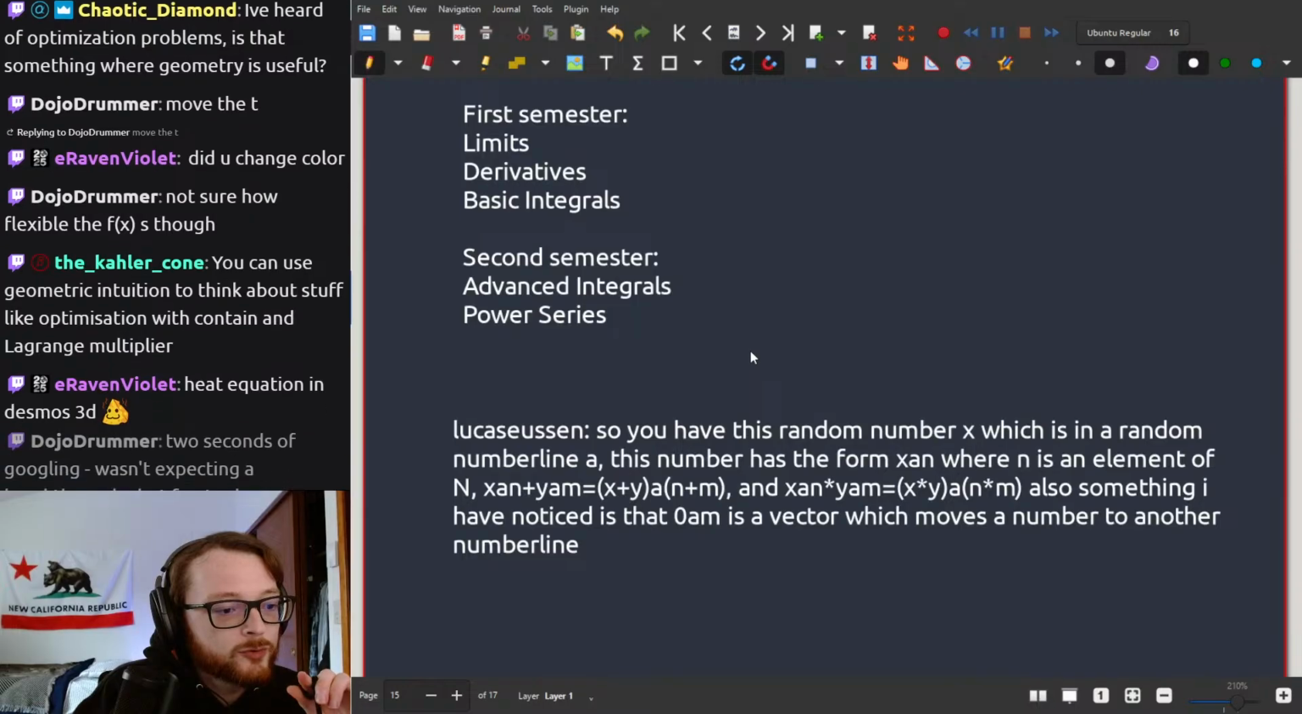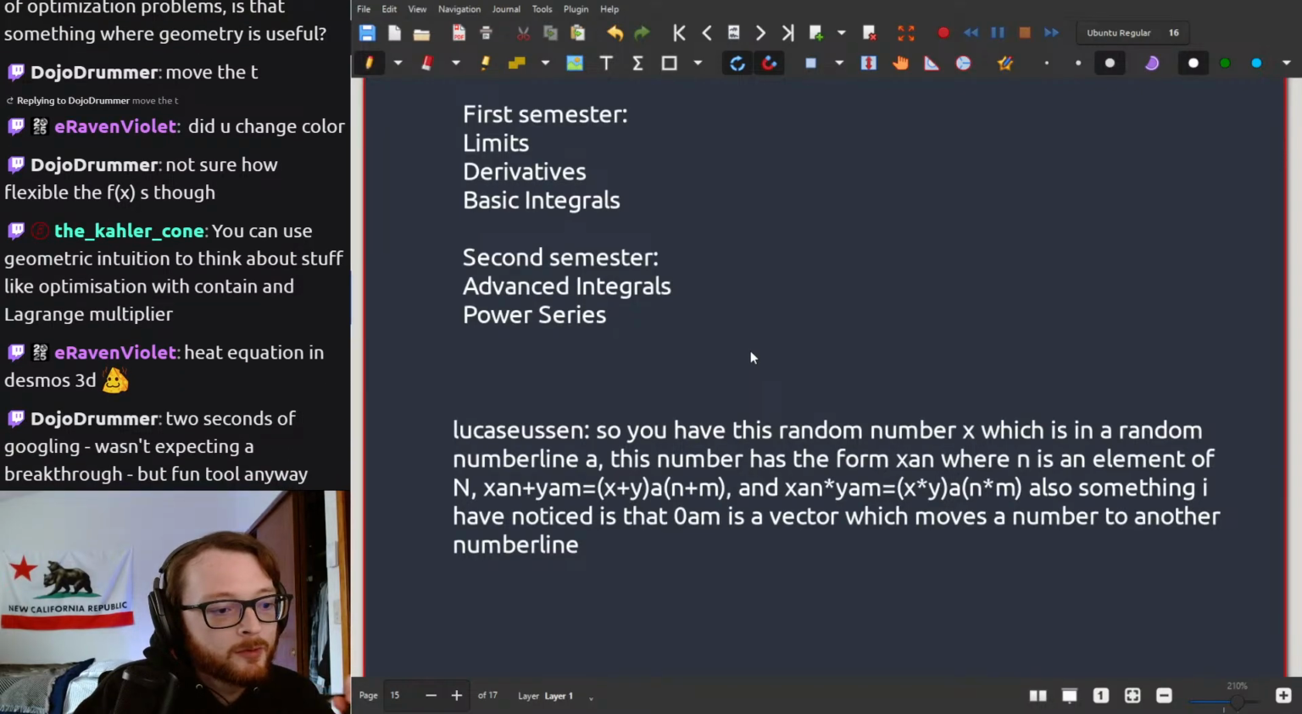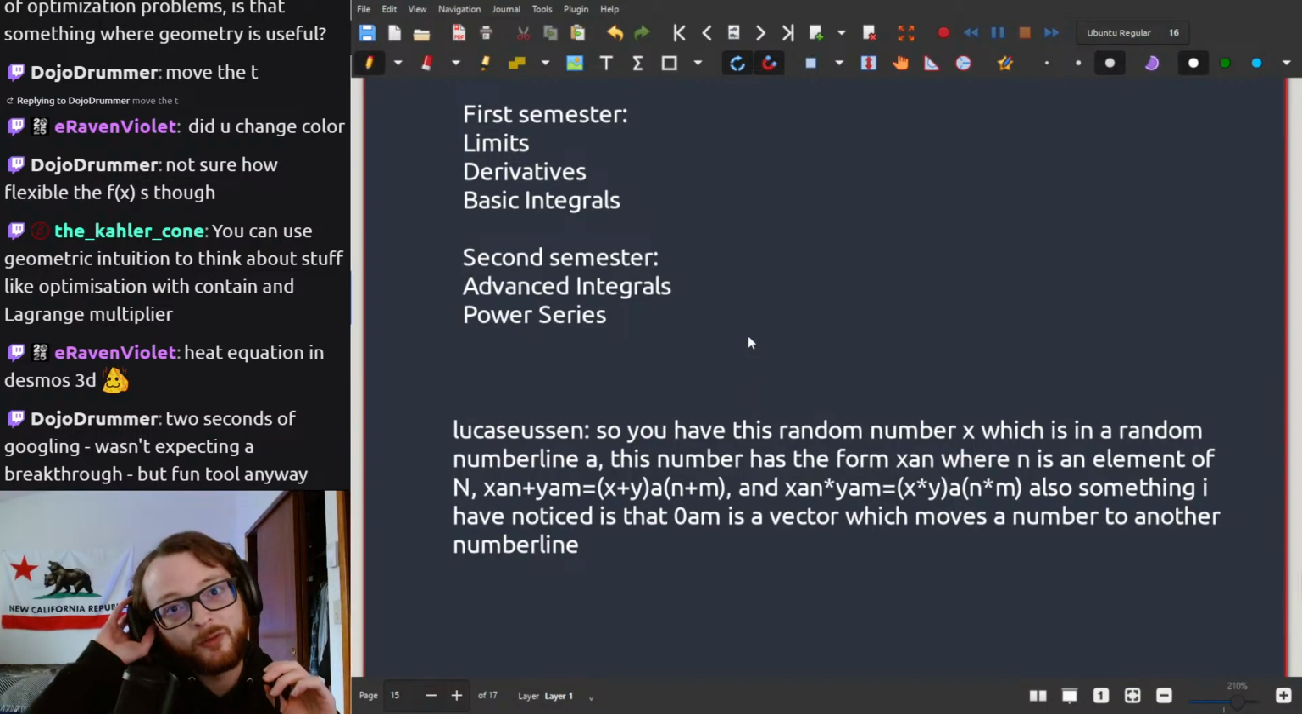Geometric intuition about stuff like optimization with... That's fair. Yeah. That is definitely a cool tool. Yeah, chaotic. I guess, like I said, there's a lot of visual thinking, but not necessarily geometry. So you should be okay.